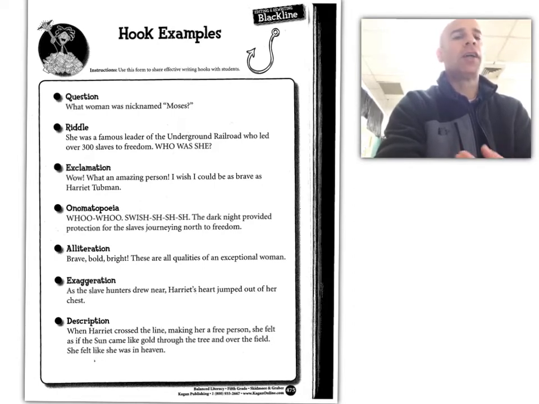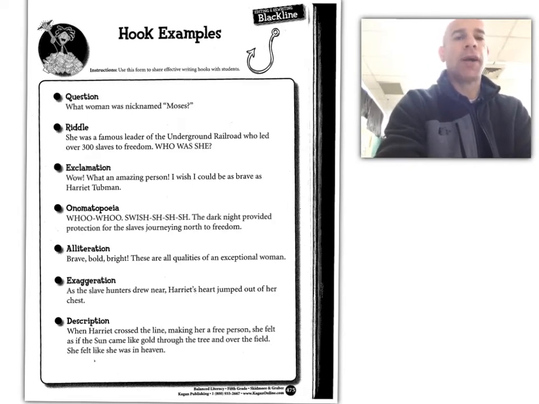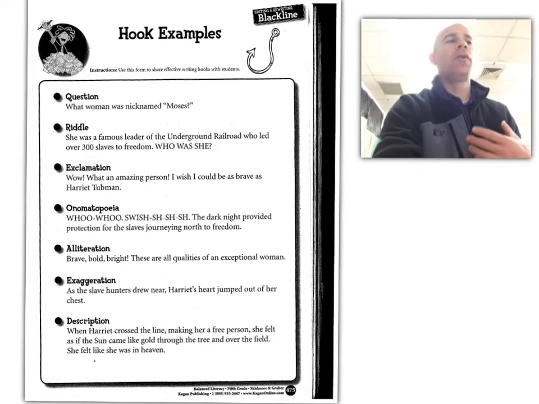An alliteration using a tongue twister where the first three or more words in a row begin with the same letter. Brave, bold, bright. These are all qualities of an exceptional woman. An exaggeration, this is where you can add drama, and for you dramatic people, this is very cool. As the slave hunters drew near, Harriet's heart jumped out of her chest. You can also use a description, and this is when you add a lot of detail into your introduction to really make your writing come alive.